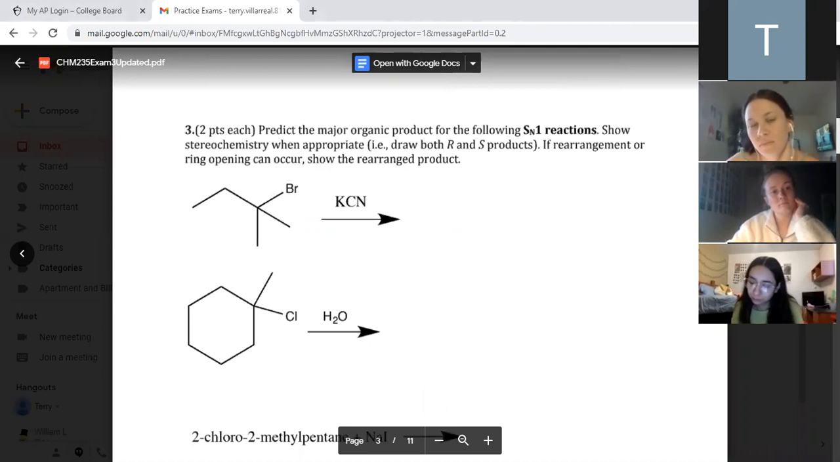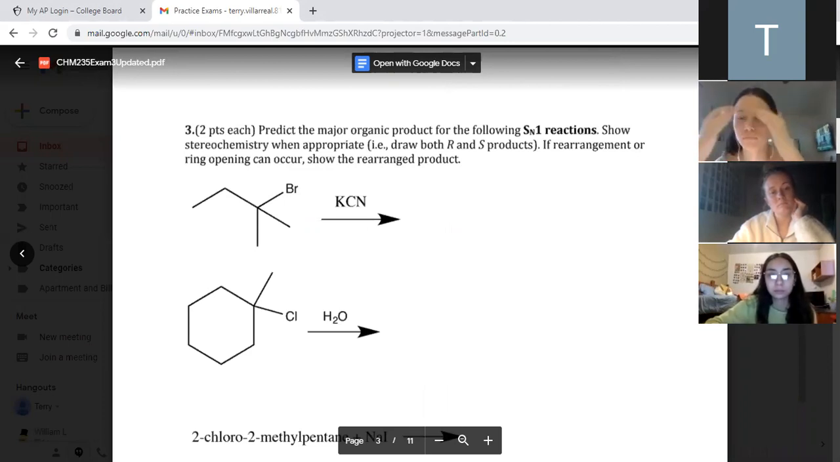Predict the major organic product for the following SN1 reactions. Show stereochemistry when appropriate, i.e. draw both R and S products. If rearrangement or ring opening can occur, show the rearranged product. I'll give you guys a minute head start this time. I'll let you work on it.